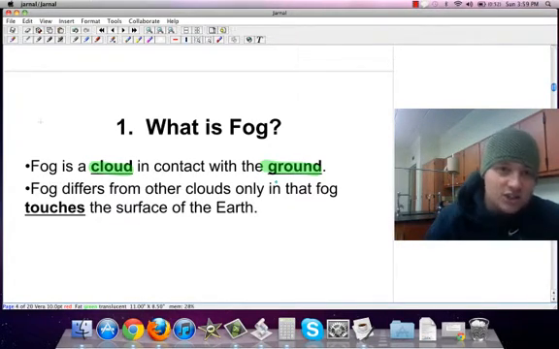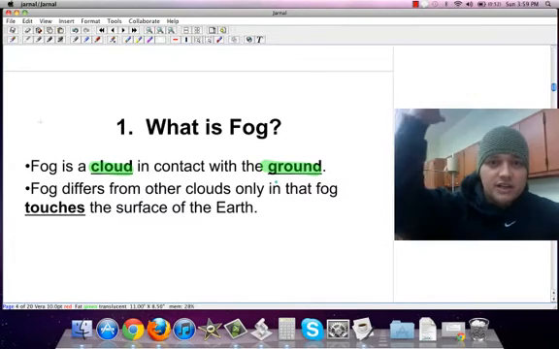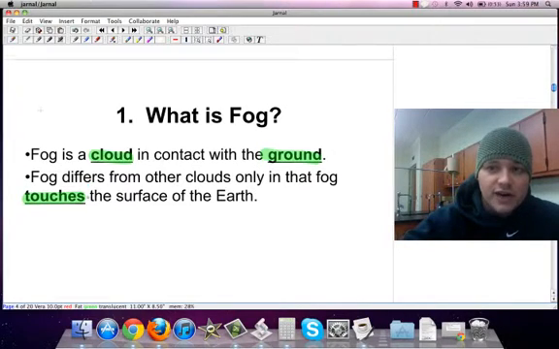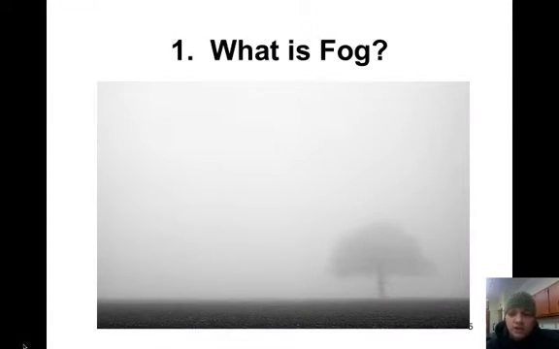Fog is a cloud that's touching the ground, where a cloud is elevated and not touching the ground. So that's the biggest difference right there, whether or not it touches the ground. When looking at this picture, you can see where the fog is in the air, but actually comes down and contacts the ground. So again, the difference between fog and a cloud is where it physically touches the ground. That is the key and important point to take away from this.